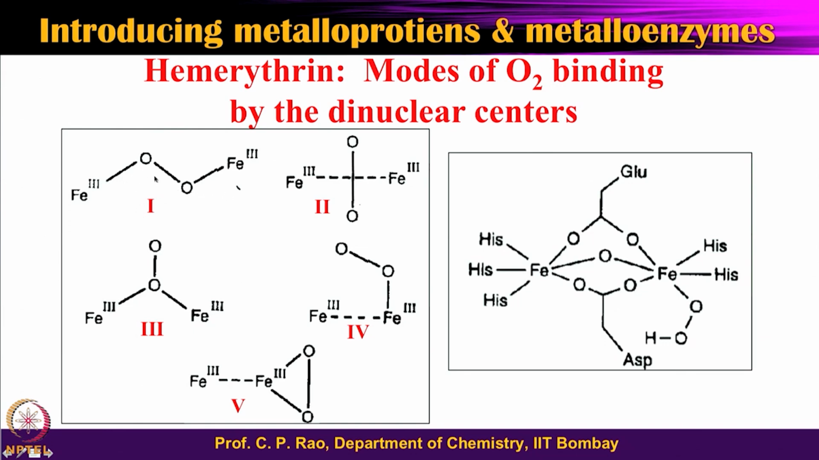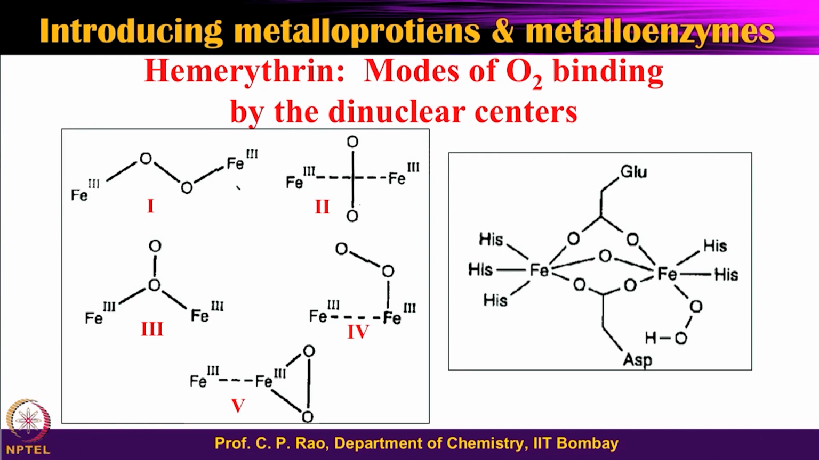One other thing, it can be binding like this, or like this, or it can be binding to only one iron, like this. They are possible. How will we know these things? How will we differentiate? Can anybody think of?